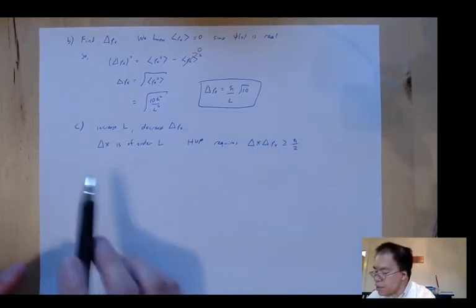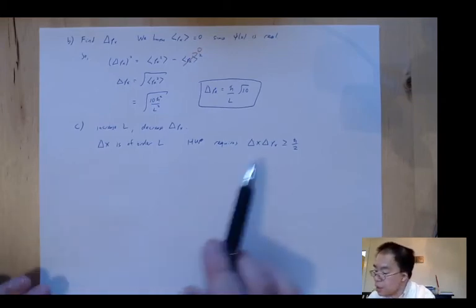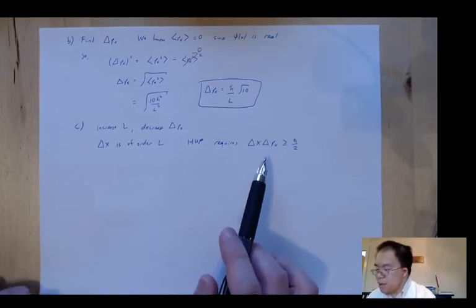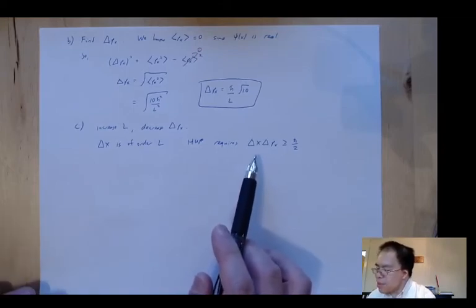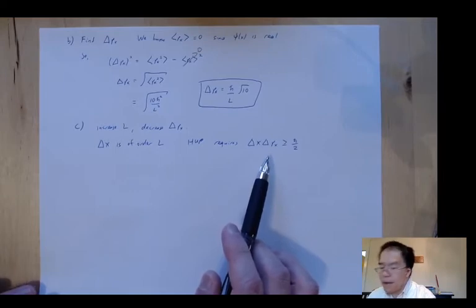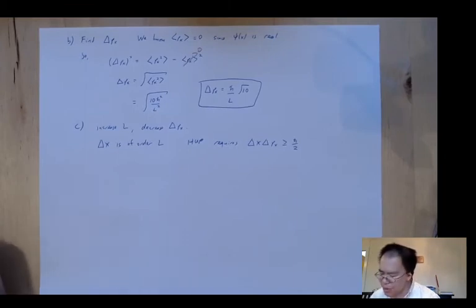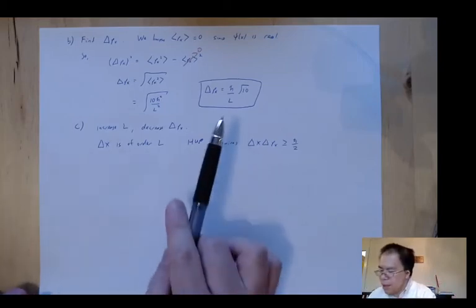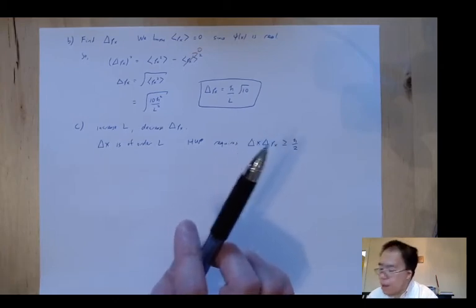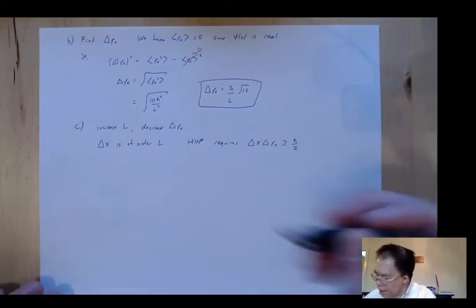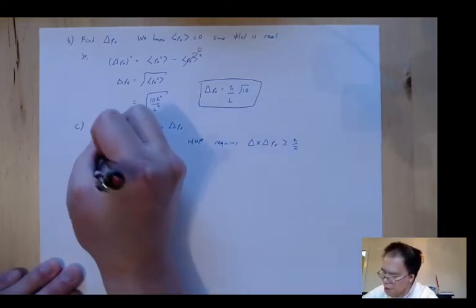So if we increase L, that means we're increasing our uncertainty in x. We better well be decreasing the uncertainty in p x. It makes sense that we're decreasing the uncertainty in p x, which is exactly what's happening. And so this is consistent. Conversely, if we make L smaller, so we decrease the uncertainty in x, we're going to increase the momentum uncertainty.